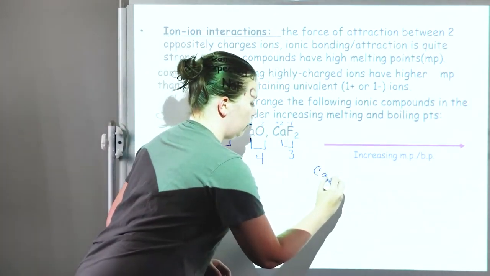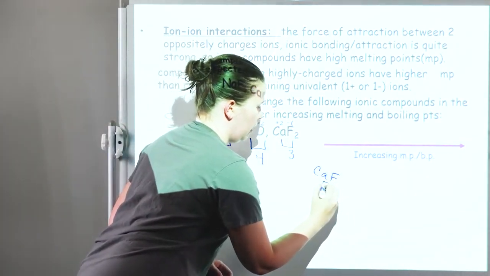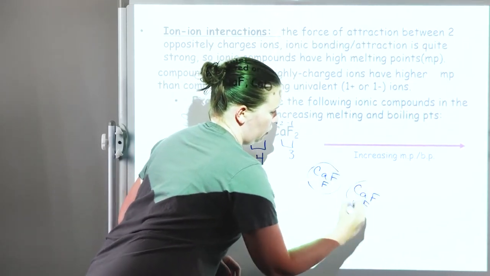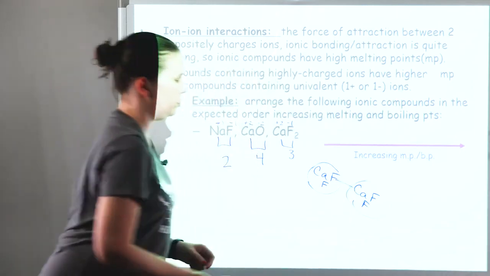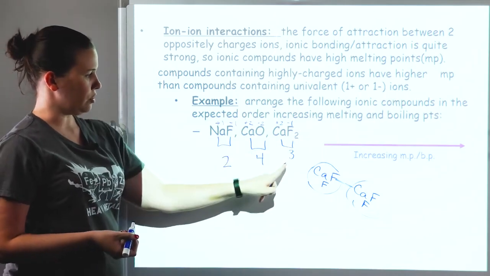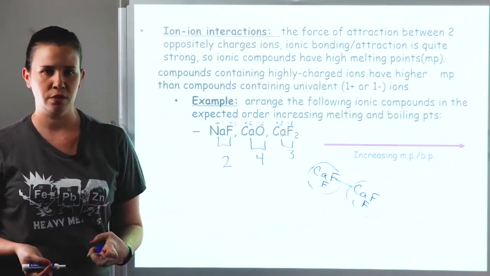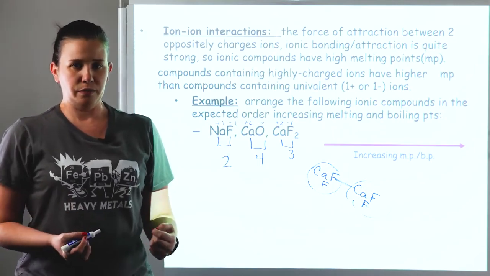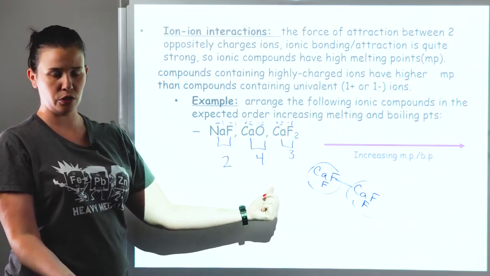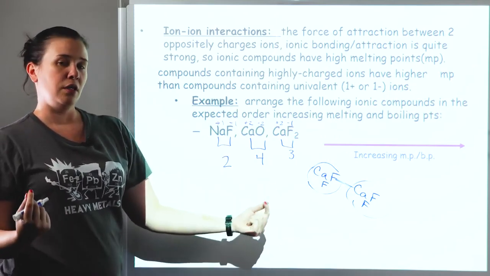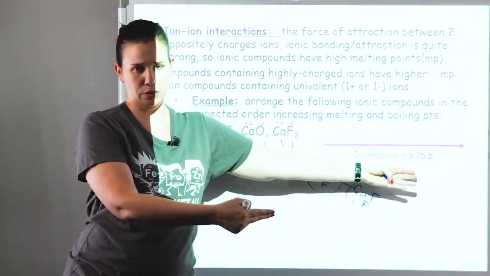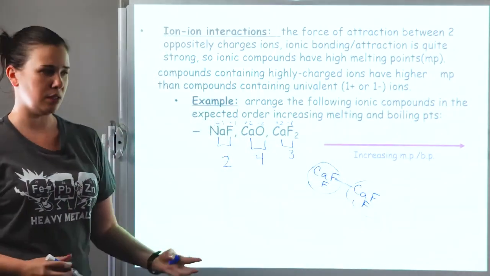Remember, these are actually intermolecular forces. So let's say I have calcium and 2 fluorines. It's the interaction between a single fluorine and a single calcium that I'm trying to look at the strength of. So I'm going to ignore the subscripts. I'm just going to be looking at the difference in charges. Now, in an ion-ion interaction, the greater the difference in charge, the stronger the bond. The stronger the bond, the more energy would be required to break that bond, which is going to lead to higher melting points and boiling points.